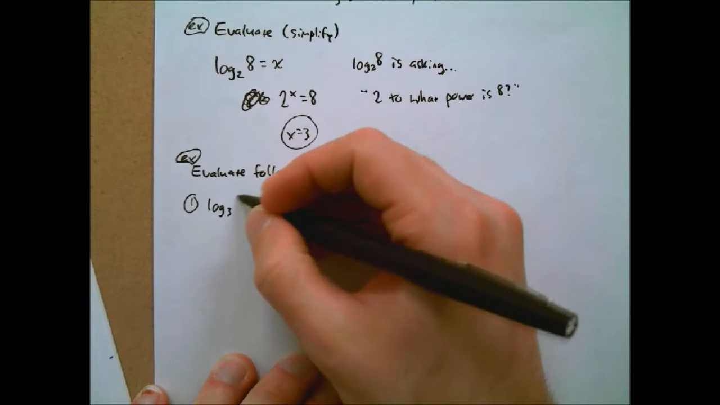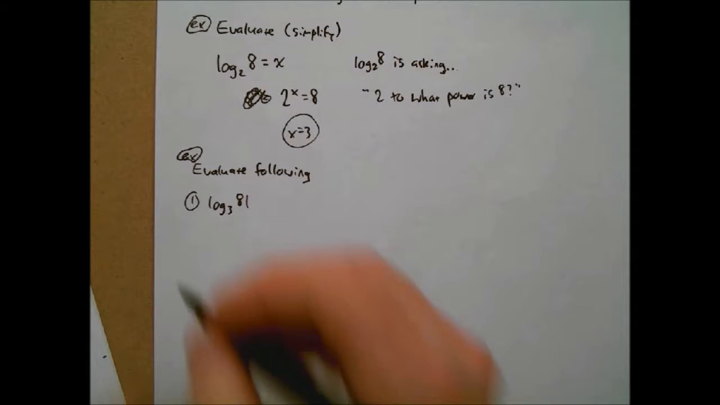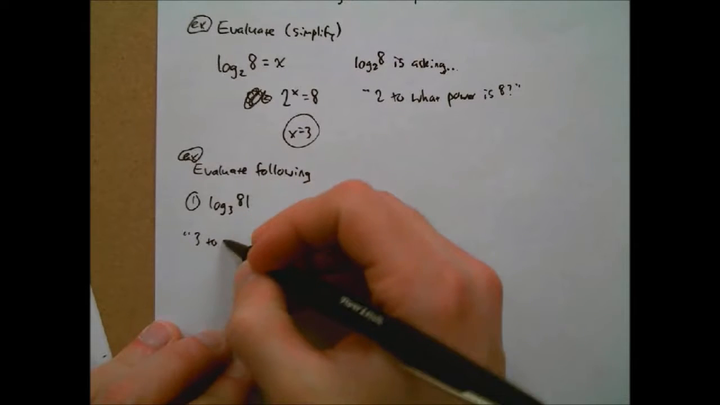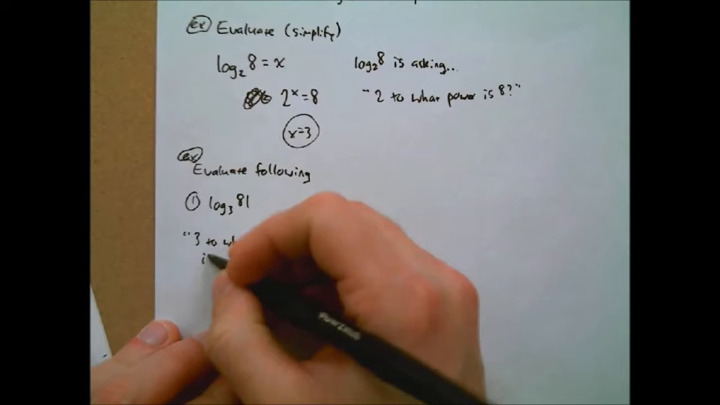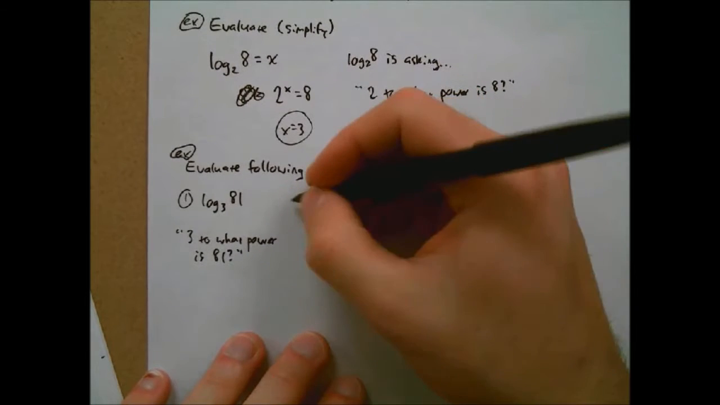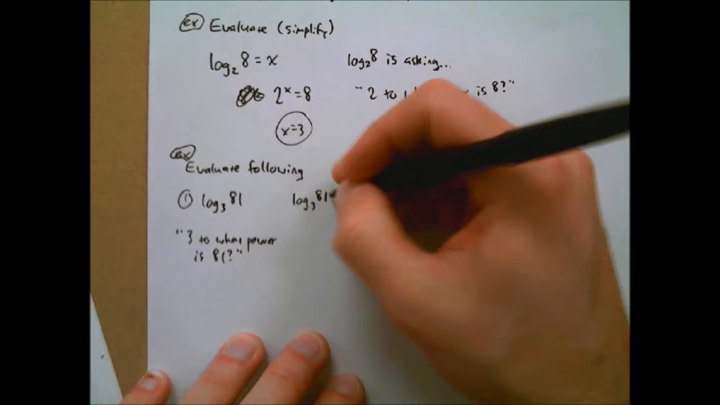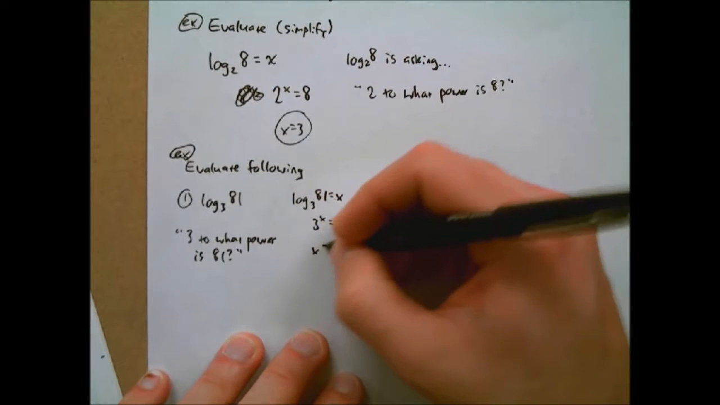So log base 3 of 81. Log base 3 of 81, or in other words, 3 to what power is 81? We did it in the warm-up, I think. Yeah. So what is it? 3 to what power is 81? 4. Yep. Again, log base 3 of 81 is x, so 3 to the x equals 81. So yes, x is 4.